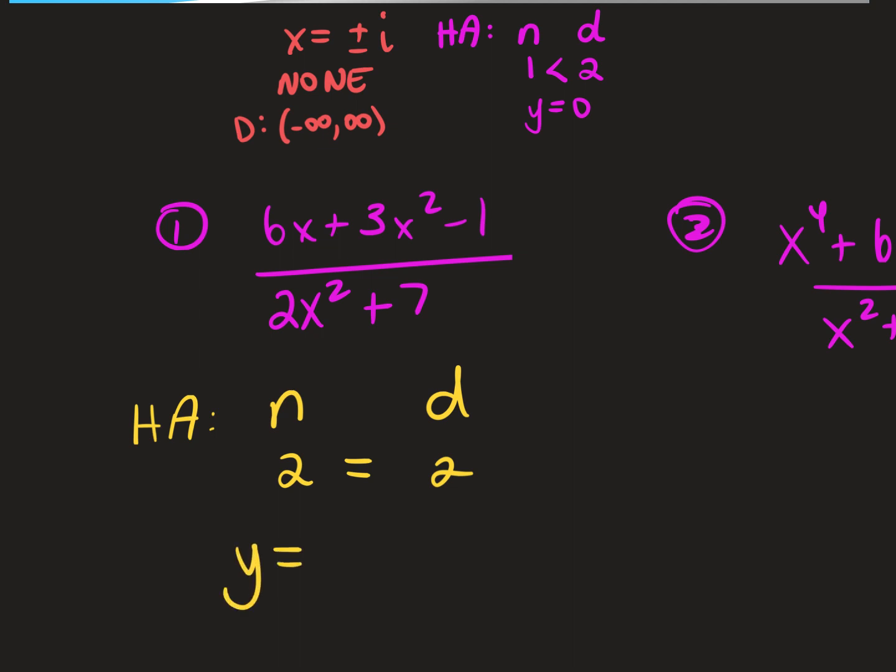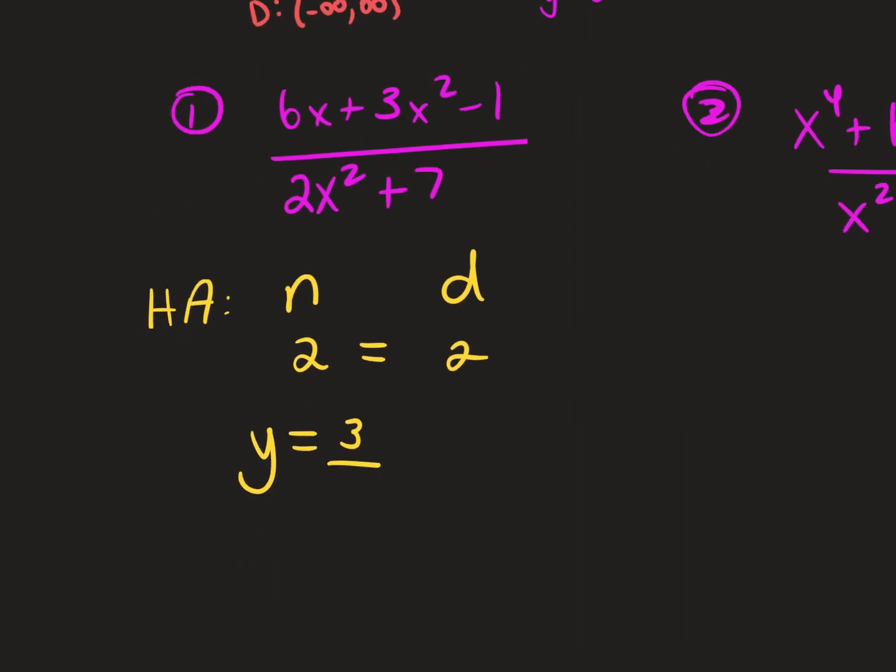It's the leading coefficient of the numerator. What is the leading coefficient in the numerator? 3. Just because 6 is in the front, that does not mean it's the leading coefficient. The leading coefficient goes with the biggest exponent. I just made it up. What is the leading coefficient of the denominator? 2. So you actually have a line at y equals 3 over 2, 1.5.